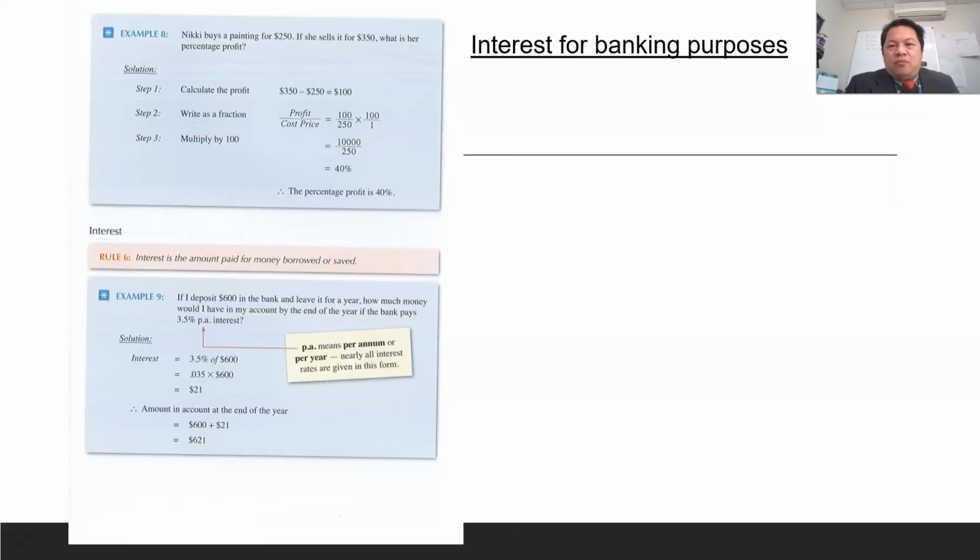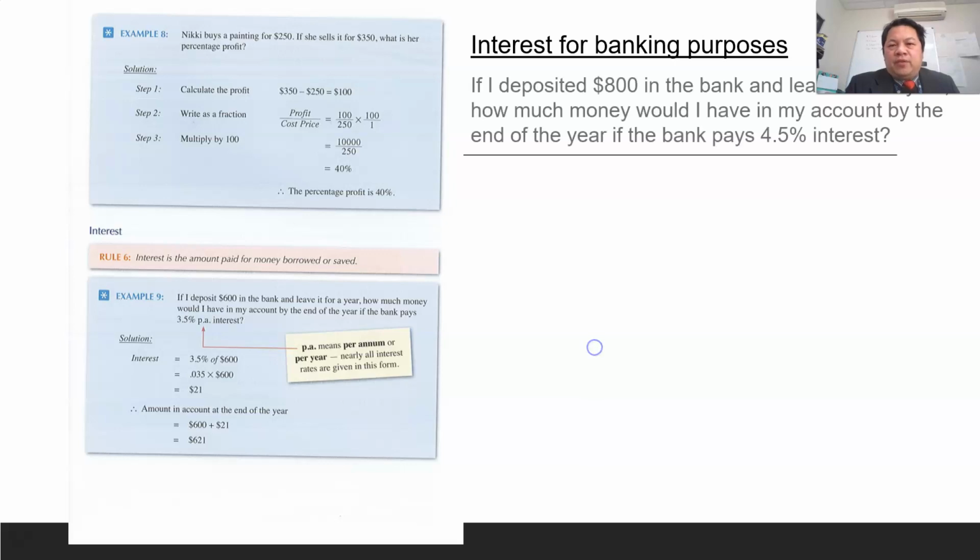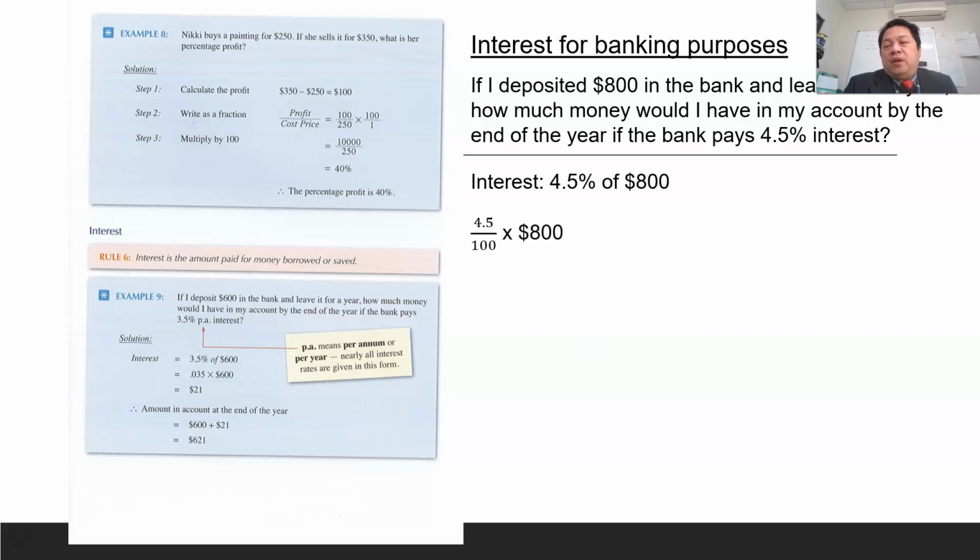Okay. So what about interest for banking? Let me give you an example. If I deposit $800 into a bank and leave it for a year, how much money would I have in my bank account after the end of the year if the bank pays 4.5% interest? I've got to find 4.5% of $800. So again, using percentage of quantity, 4.5 out of 100 times 800. I simplify, I get 8 there, so 4.5 times 8 is $36.